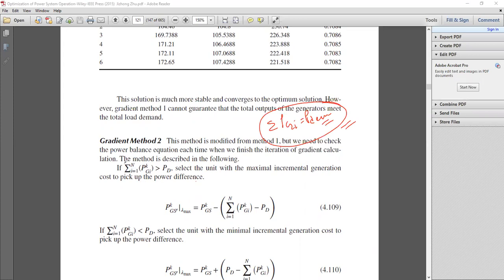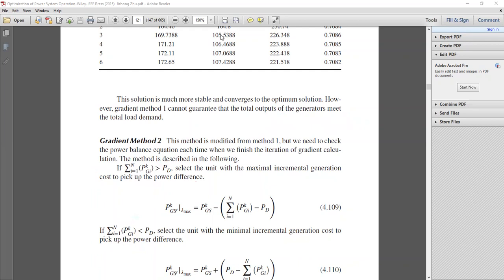The problem will happen either if your summation of all the PGs is greater than PD, or your summation of all the PGs is less than PD, isn't it? This is the imbalance actually. That means they are imbalanced. There is some imbalance, so you have to get rid of this imbalance. How would you get rid of this imbalance?